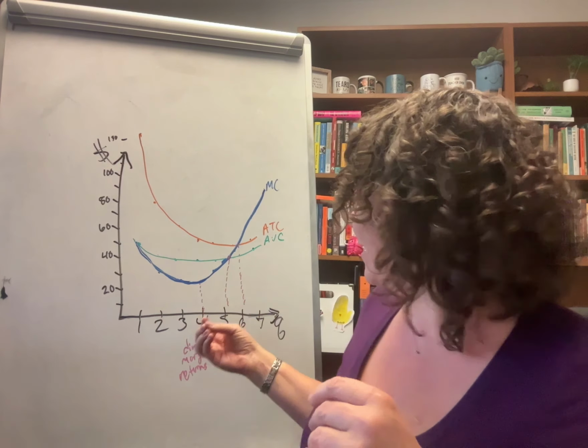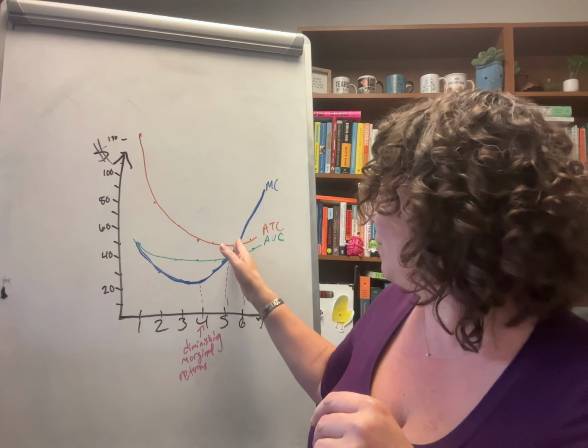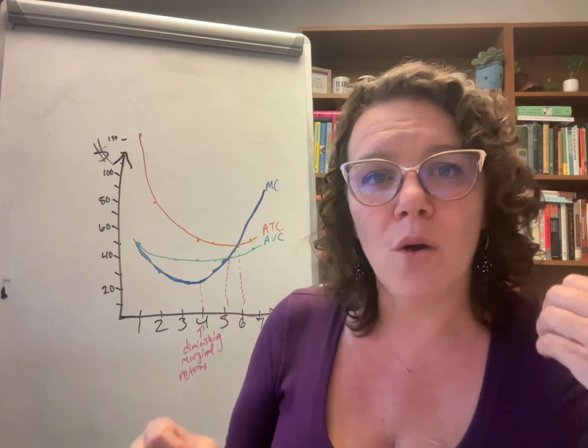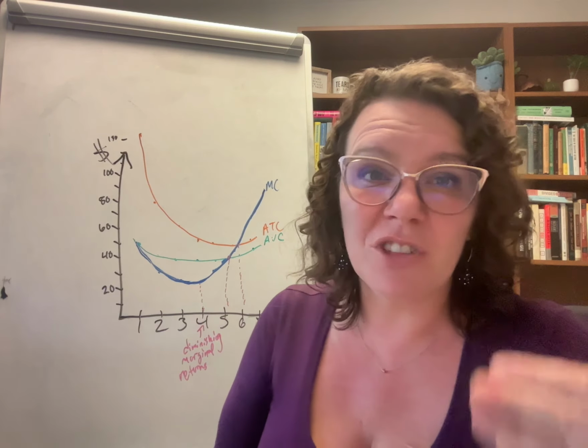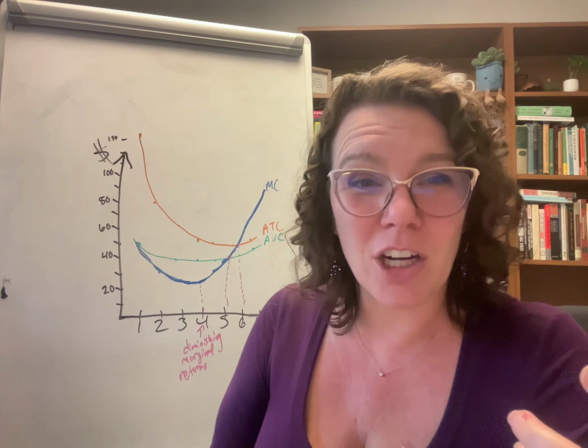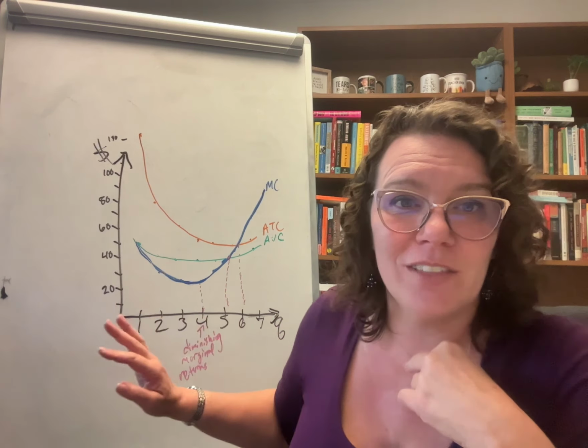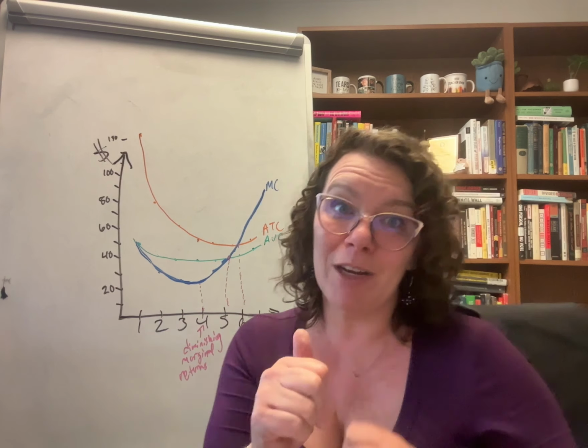We can think about things like efficient scale happening where average total costs are minimized. And remember, efficient scale is going to be where firms are producing the right quantity, minimizing their costs. All that stuff is going to come into play with these curves. So let me know what questions you have.